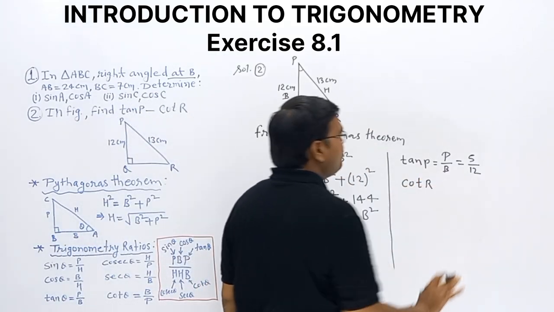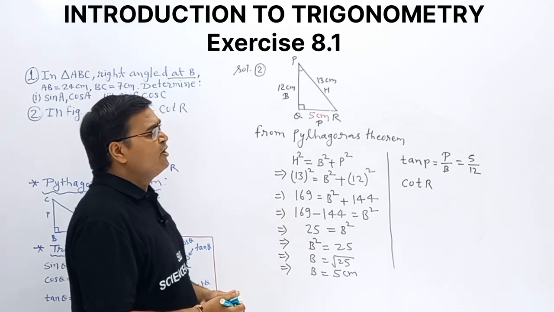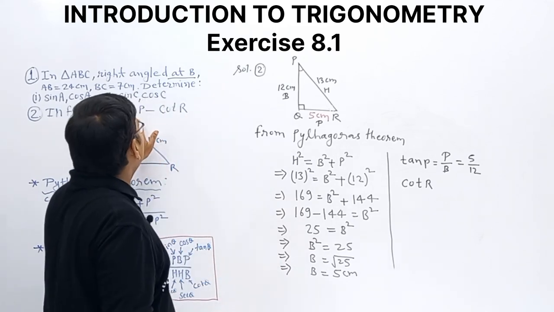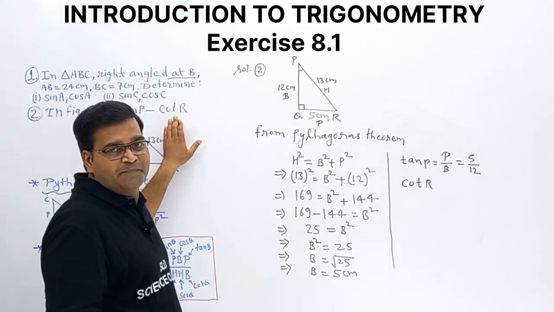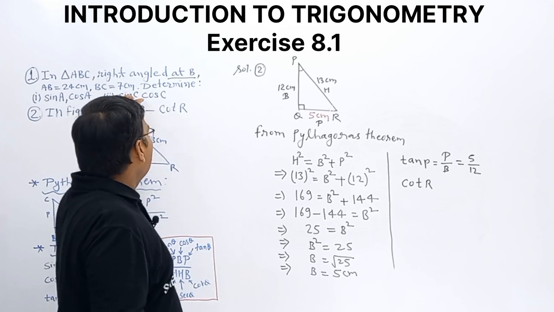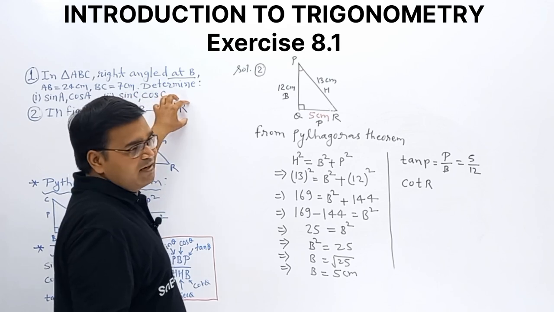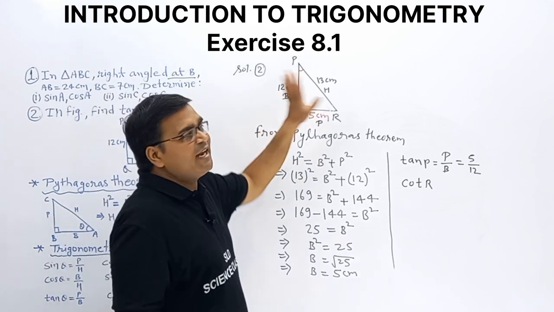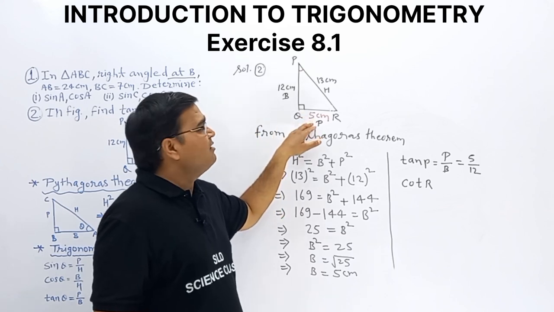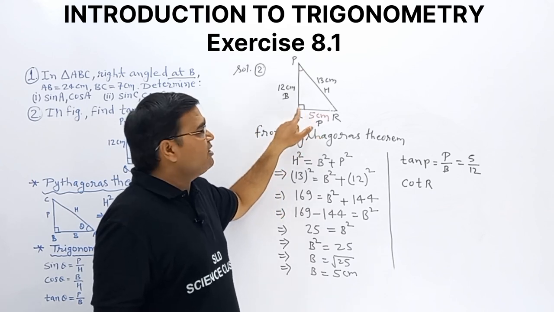Cot R. Observe carefully, again I am revising. What we want is the value of tangent P minus cot R. So first we want the value of tangent P and cot R. In the question we are having two sides, and we want the remaining side. So this is 90 degrees at Q.